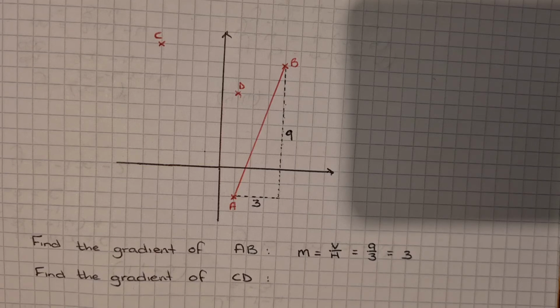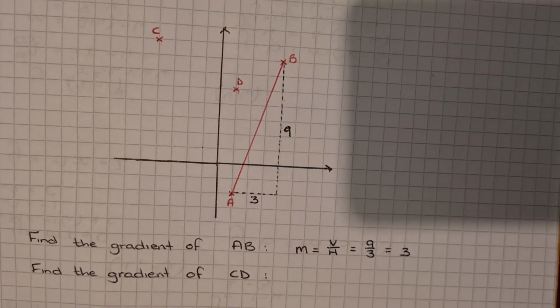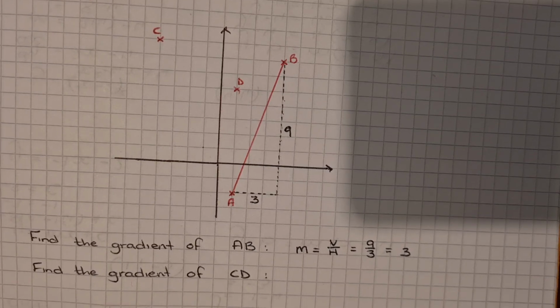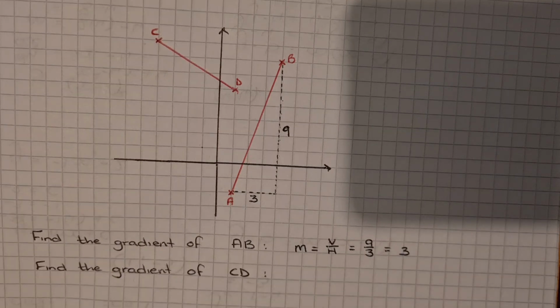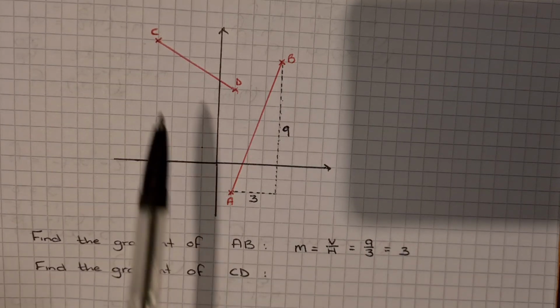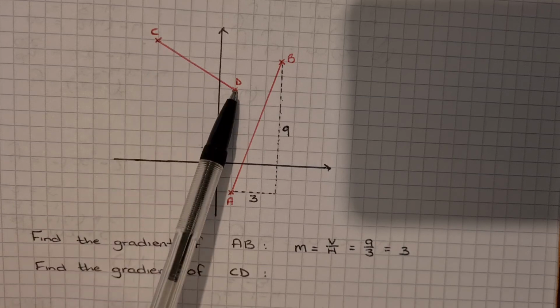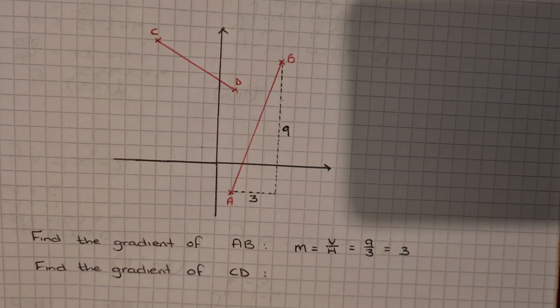Now, the only thing you need to be aware of or watch out for is the way your line is sloping. So for example, if we're trying to find the gradient of the line between C and D, we can see from the grid that this line is sloping downwards from left to right. So that means the gradient is going to be negative. So we follow the same steps as before.